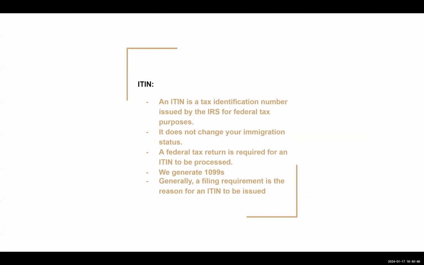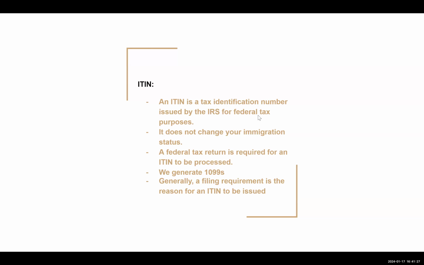An ITIN is a tax identification number. It's issued by the IRS for federal tax purposes, meaning it's generally for persons who have a tax liability. So if you had US-based or US-sourced income and you have a tax liability, which is more than likely, then you would file a federal tax return and pay taxes on that. And in order to get the ITIN, you'd have to have a tax liability. So you have to owe something in order to get the ITIN.